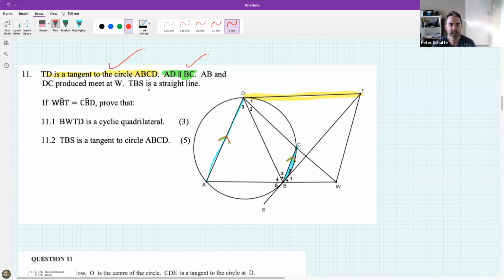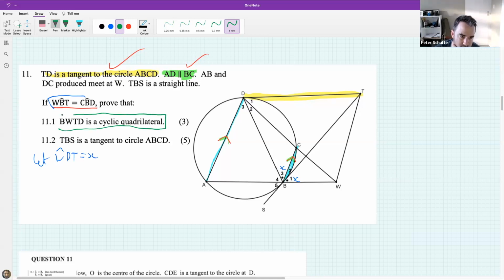So that's that bit. TBS is a straight line. It says WBT equals CBD. Now you'll see that there's a dot there and a dot there. And even if you want to, you could say, well, that's X and that's X, because they're both the same. And often you could just say let WBT equal X, and then it's easier to let them run around the thing here. Okay, so the question is, can we prove that BWTD is a cyclic quad?